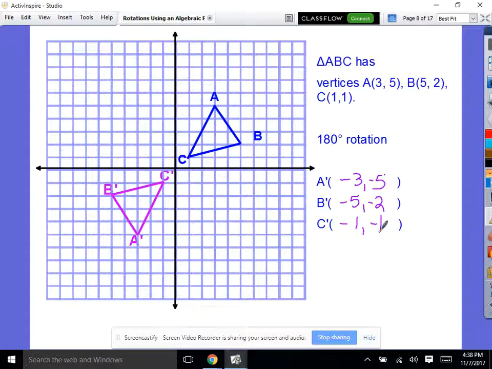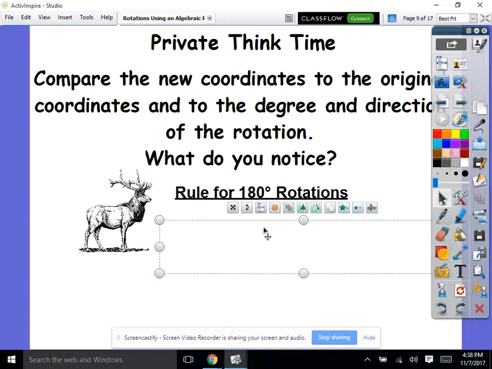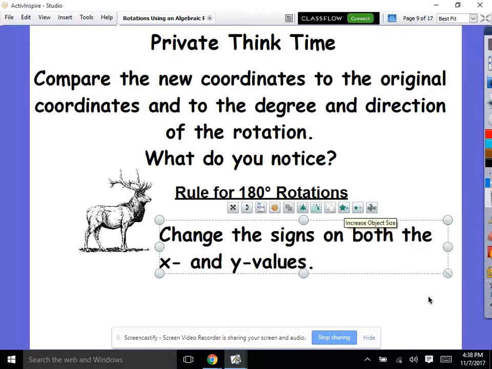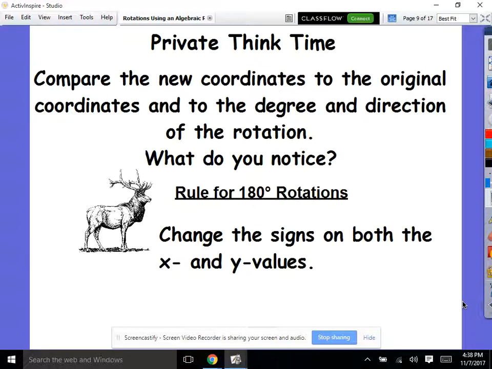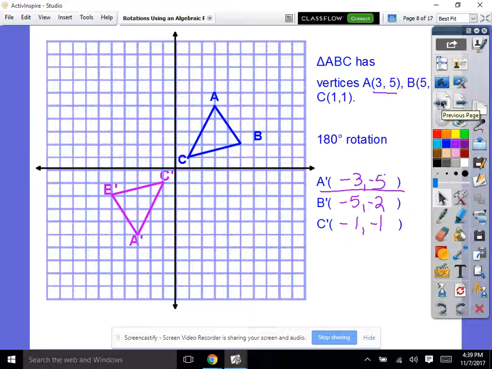And yesterday we talked about this as well. And we talked about what a rule might be comparing A to A prime for 180-degree rotation. Our rule is change the signs on both the X and Y values. Just changing the signs. You don't change them around at all. You just change the signs. So let's see if that's what we did. So 5, 2 becomes negative 5, negative 2. 1, 1 becomes negative 1, negative 1. So that is what we did.